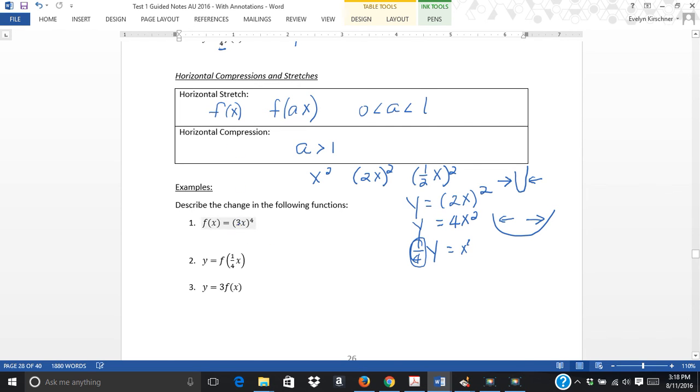So here, what happens here? It is greater than 1, so it's a horizontal compression, and it's a factor of 3 because it's what's inside. This is a horizontal stretch, and it's a factor of 1/4. And this one, that is outside, is another one. It's a vertical, and it's a stretch. And it's a factor of 3.